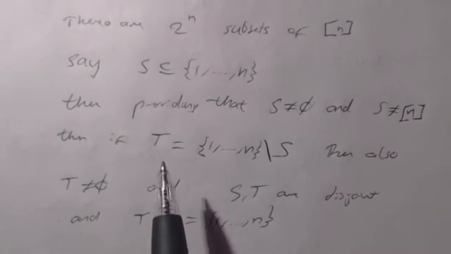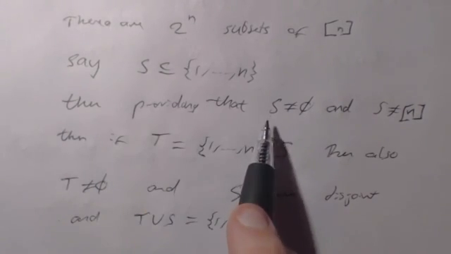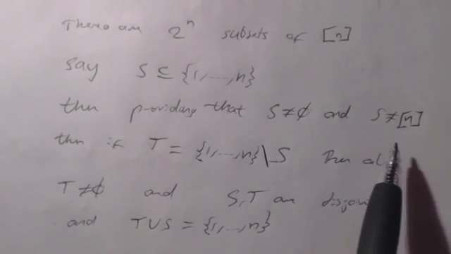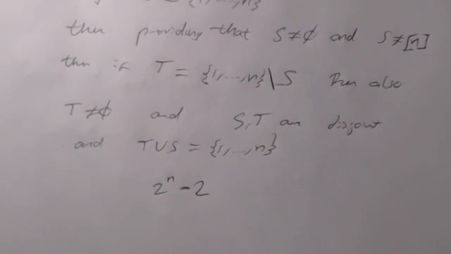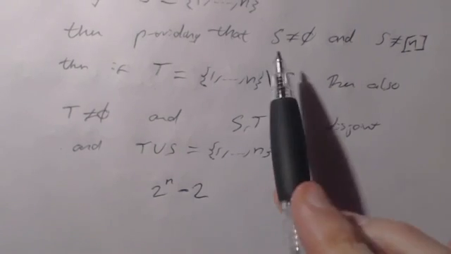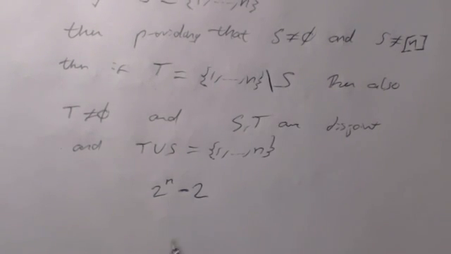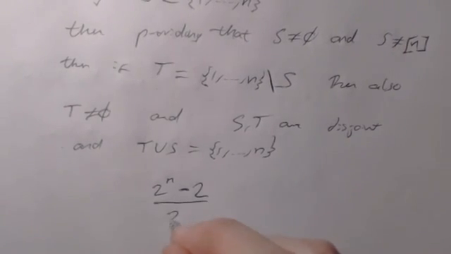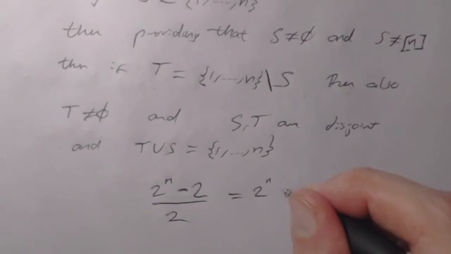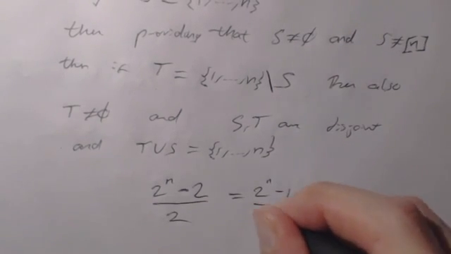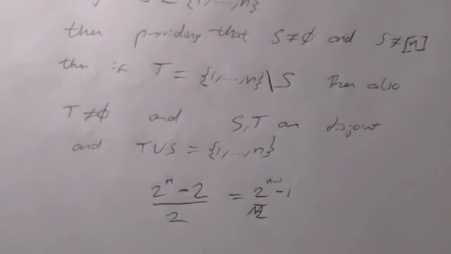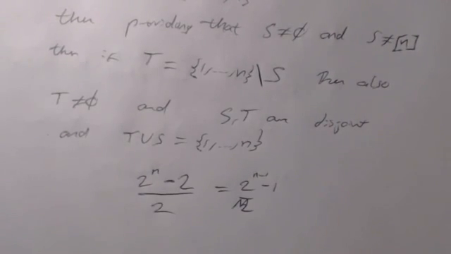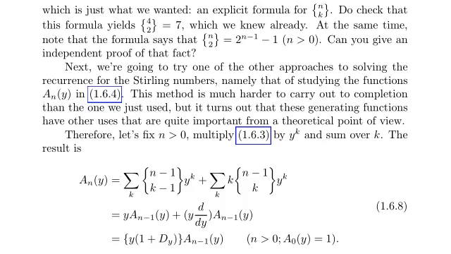So the number of ways to pick a subset S which is not empty and is not the whole set, which is 2 to the n minus the 2 that we don't want, the empty set and the whole set, is twice the amount that we want. So the amount we want is 2 to the n over 2, which is 2 to the n minus 1, minus 1. So it makes sense. It's easy to prove independently as well. Moving on.